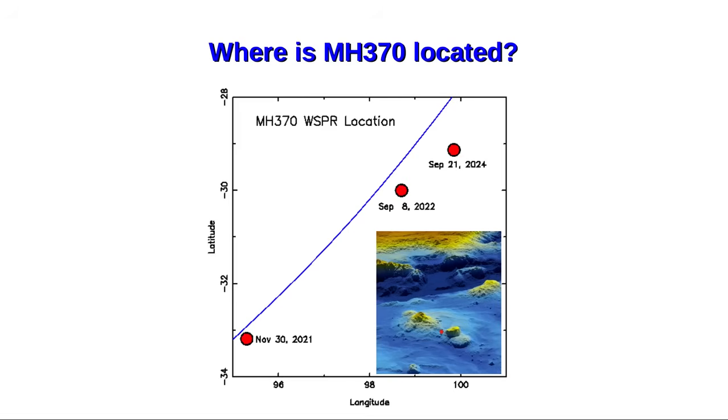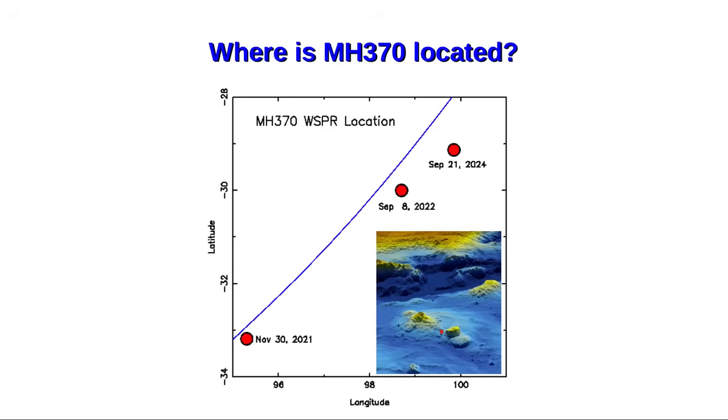2 new reports verify MH370 location technology. The crash location remains as originally defined at 33 South, 95 East, and is shown to be a sound conclusion.